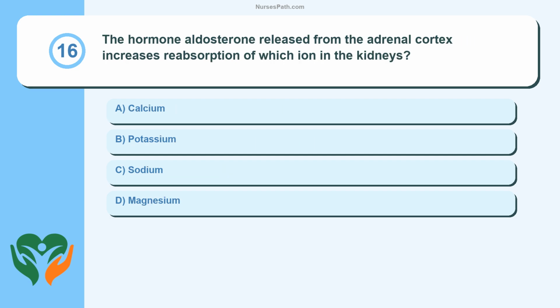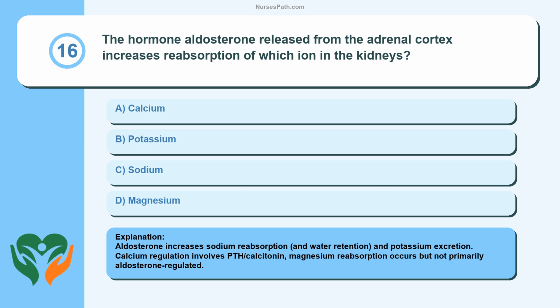Question 16. The hormone aldosterone released from the adrenal cortex increases reabsorption of which ion in the kidneys? Calcium, potassium, sodium, magnesium. Aldosterone increases sodium reabsorption and water retention and potassium excretion. Calcium regulation involves PTH/calcitonin. Magnesium reabsorption occurs but not primarily aldosterone regulated.